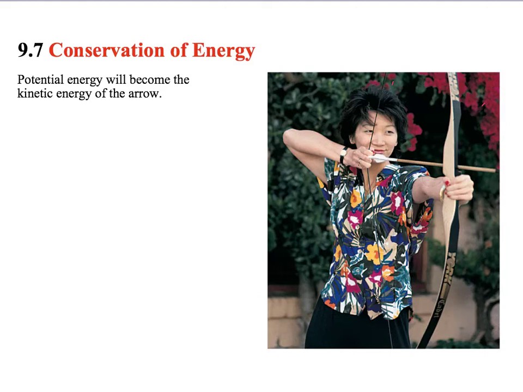The reason is, some of that energy is going to be transferred into sound and heat as it hits the target, and as it flies through the air. There's going to be some sound, which is a form of energy, and heat, which is a form of energy. If you take the sound and the heat and the kinetic energy upon impact, everything will add up to the total amount of energy that was contained in that bow when she pulled it back. Energy, just like momentum, is conserved.